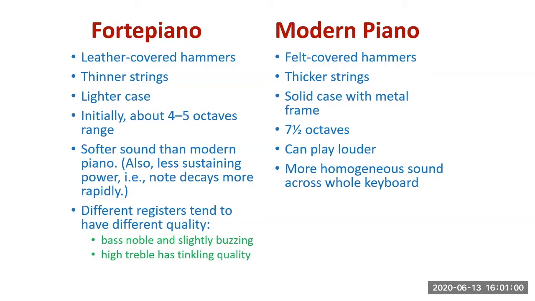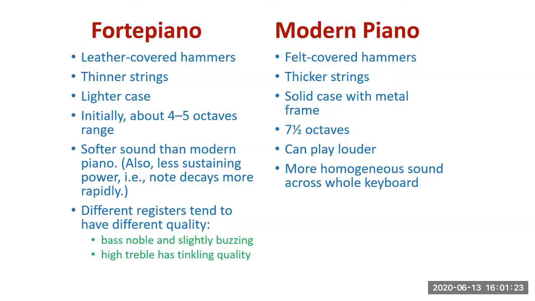Different parts of the keyboard have a fairly similar sound quality on modern pianos, but the bass register of a forte piano is sort of buzzy, but also clear, and therefore sounds rather noble. The higher parts of the keyboard have a tinkly quality to them, and the middle range, on the other hand, is much more rounded and probably closest to a modern piano sound.